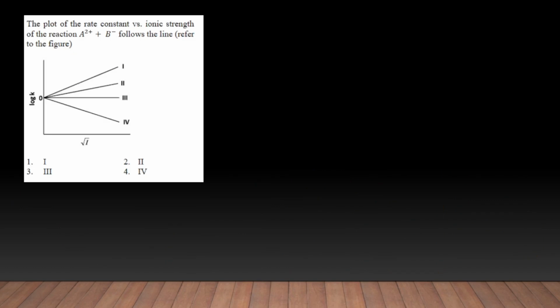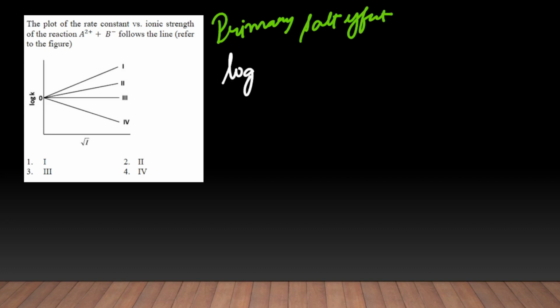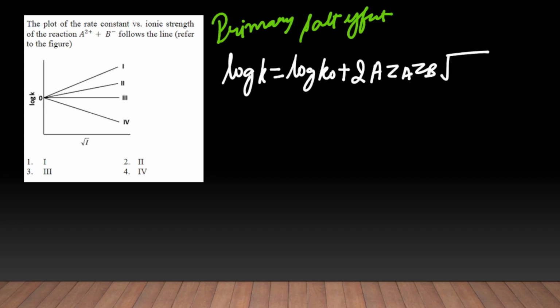Next is this question. It says the plot of a rate constant versus the ionic strength for the reaction. This is from your primary salt effect. According to this, we have log of k equals log of k naught plus 2A times ZA ZB, where ZA and ZB are the charges present upon these ionic species, into the root of the ionic strength.